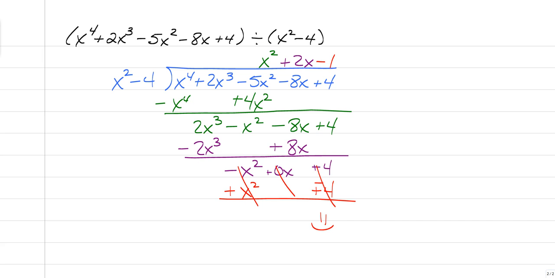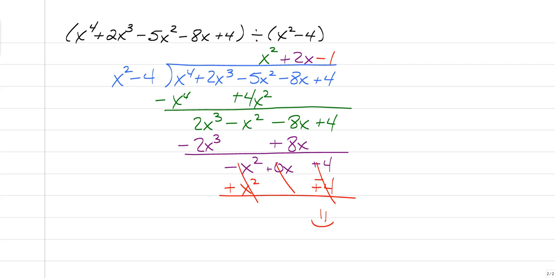So again, the purpose of this video is to show you how to do long division. So that means x squared minus 4 times what you have here, x squared plus 2x minus 1. If we were to multiply that out, we would get this: x to the 4th plus 2x cubed minus 5x squared minus 8x plus 4. That's how you can tell that you did things correctly.